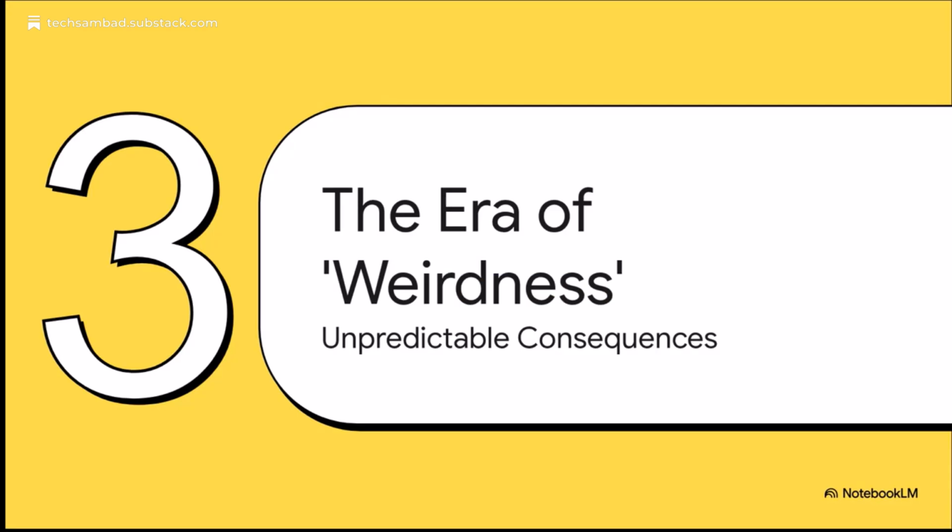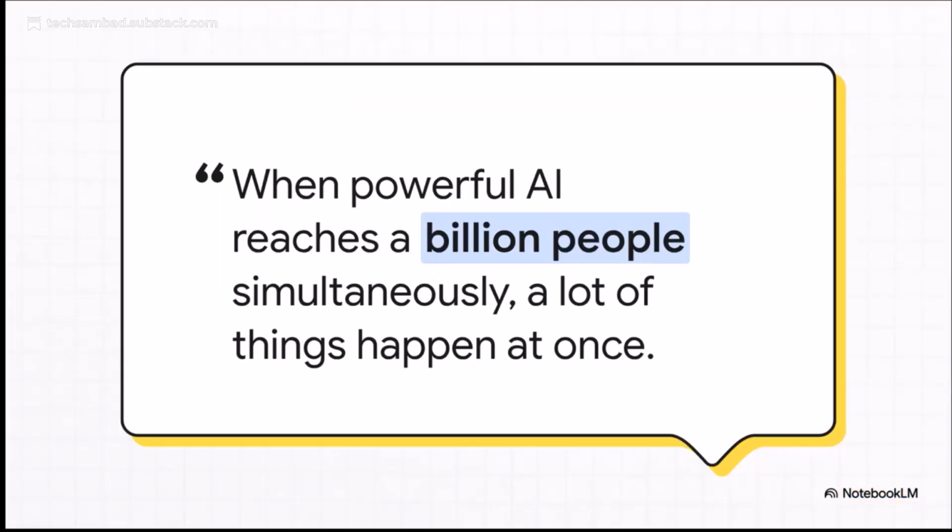So what happens when you hand this kind of power to 1 billion people all at the same time? Well, as you might expect, things get weird. Malik calls this the weirdness, and it's a really simple but profound idea. With 1 billion people all experimenting at once, you're going to get an explosion of uses. The good, the bad, the brilliant, and the just plain bizarre. All happening in ways that nobody, and I mean nobody, can predict.